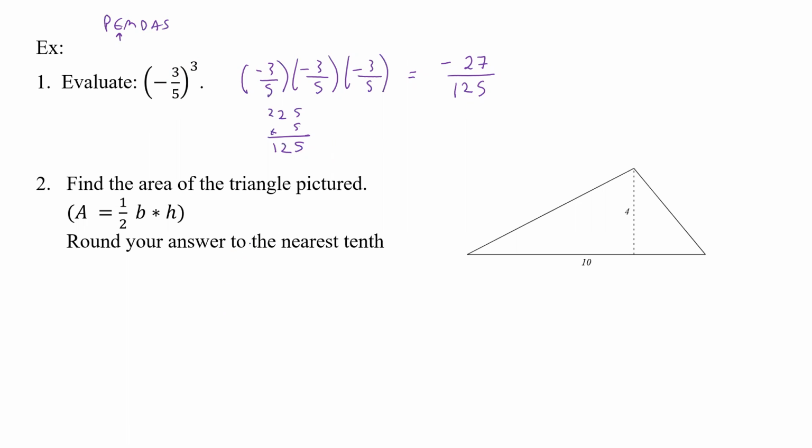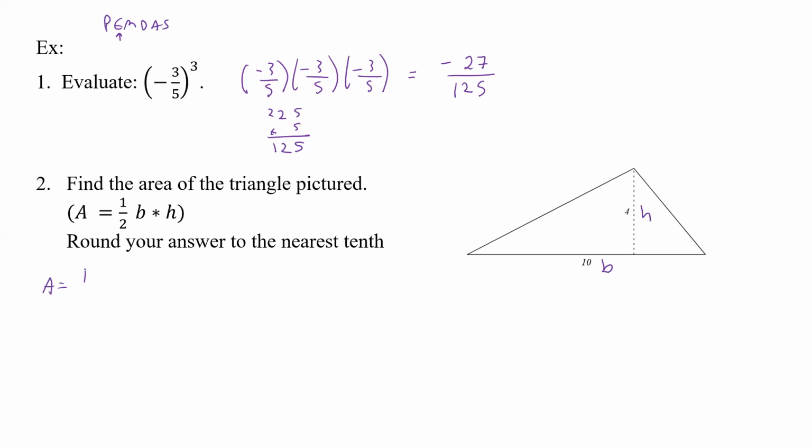Now, the next one says we're supposed to find the area of the triangle pictured. All right, so we have this triangle, and now this is our height, and this is our base. And they're nice enough to say, well, area, which is what we're supposed to find, is equal to 1/2 base times height. And we're supposed to round the answer to the nearest tenth. So that means we're going to have to divide out or something like that. So let's first see what area is going to be.